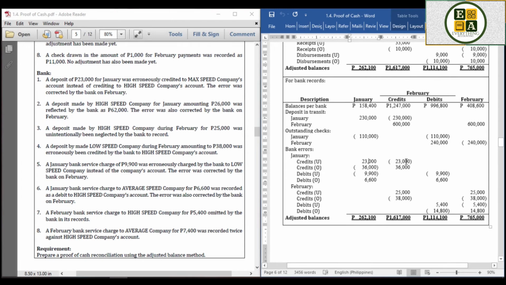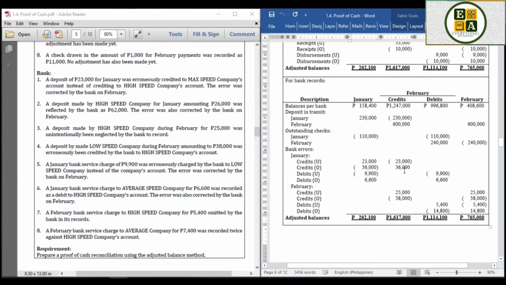Okay? So, yun. Hanapin naman yung overstatement na to. Yung overstatement, ito yan, yung number 2. Next, a deposit made by High Speed Company for January amounting to 26,000 was reflected in the bank as 62,000. The error was also corrected by the bank on February. Yung deposit natin, 26,000 lang dapat, pero yung ni-record ni bank, 62,000. So, may overstatement yan na 62 minus 26, we have 36 na overstatement. So, kailangan bawasan natin yung amount dito sa January column by 36,000.